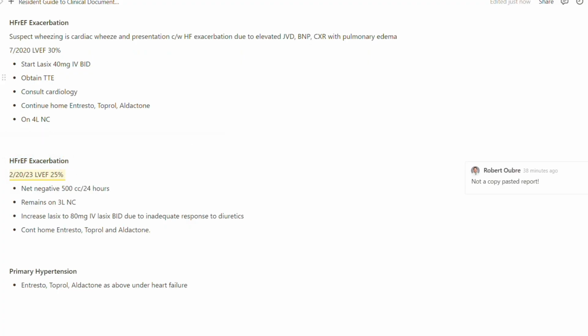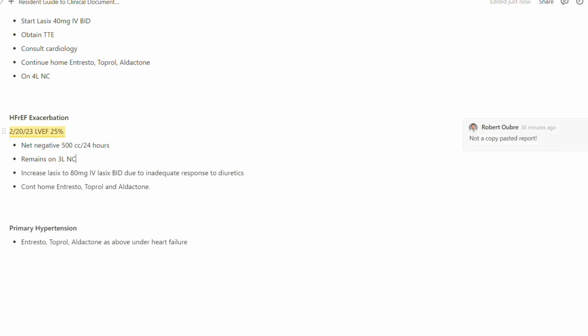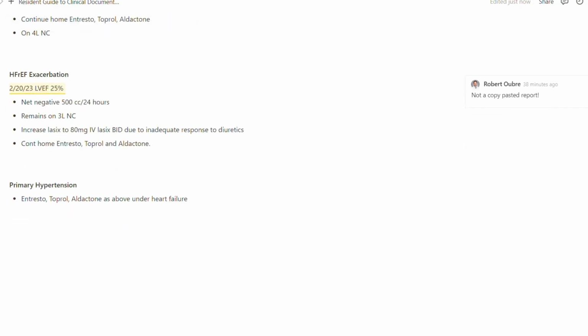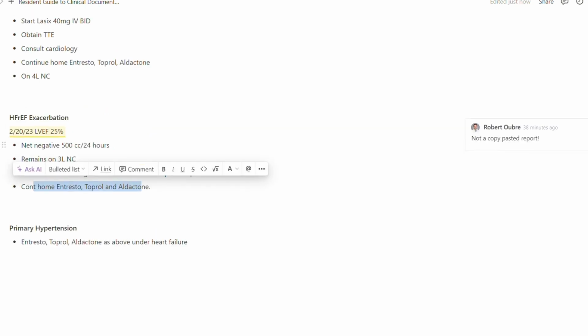So the next day, now we've obtained the echo, so that is gone from this part of the plan, and I've just updated the echo here and deleted the old one. So, February 20th, 2023, EF 25%. I have removed my reasoning because it does seem that this whole presentation is consistent with heart failure, so there's no need for me to continue to rehash that every day. So I have net negative 500 cc's over 24 hours, remains on 3 liters nasal cannula, and so increased the Lasix to 80 milligrams IV Lasix due to inadequate response to diuretics. And then continue home Entresto, Toprol, and Aldactone.